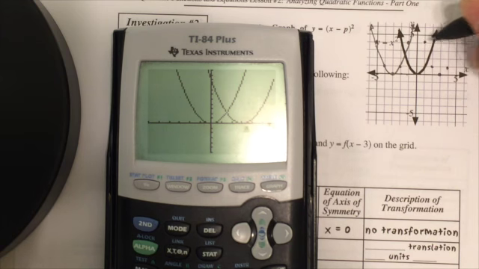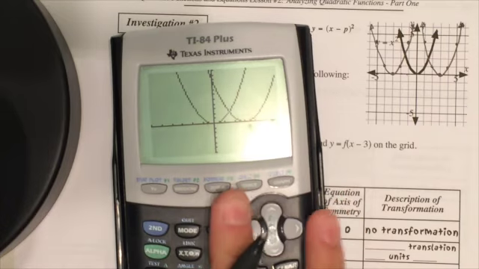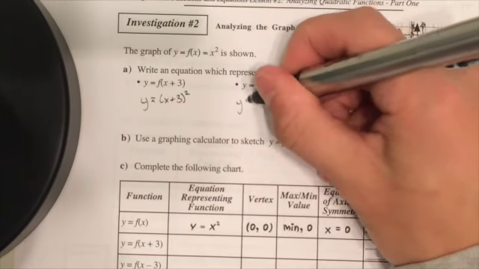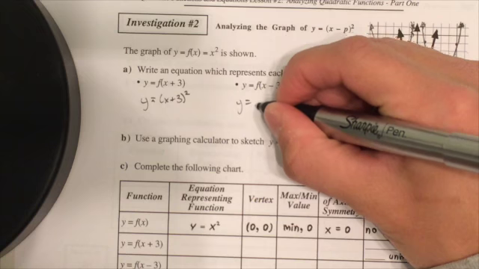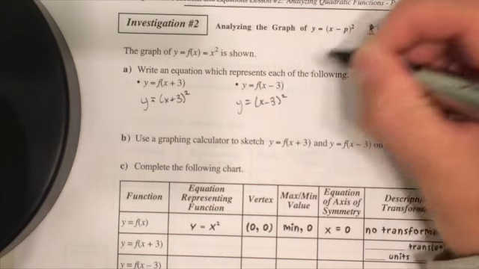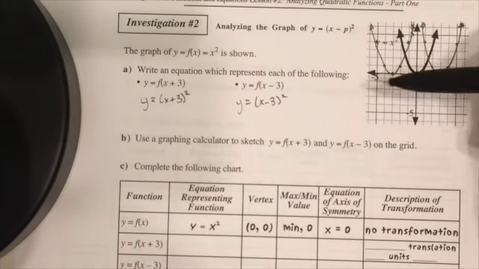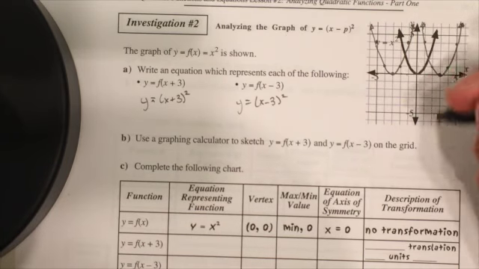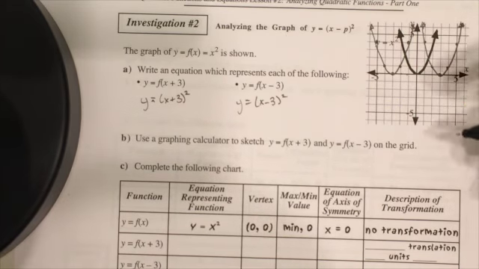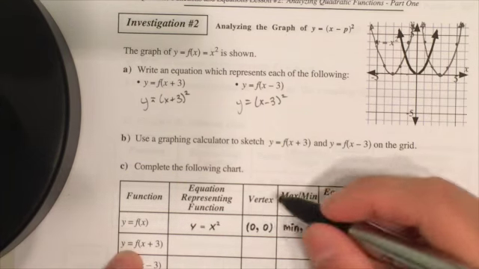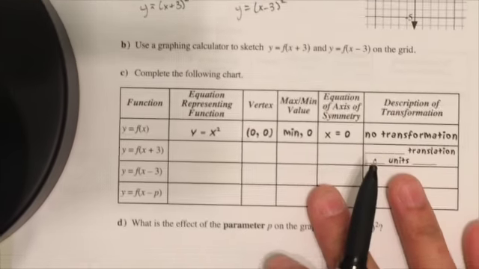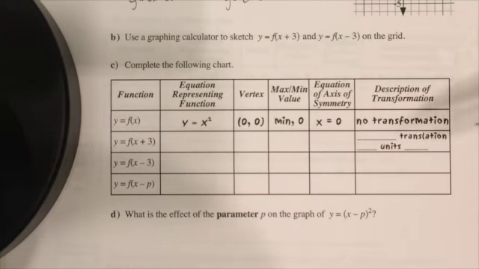Okay, so just take time to graph these, get used to graphing what these parabolas look like, and you are going to be doing this a lot in this unit. So what we did was we just graphed the equations x plus 3 squared and x minus 3 squared. Now with both those equations, using our equation of x squared as our original, we had two transformations taking place. Let's fill in the tables here with what actually occurred.